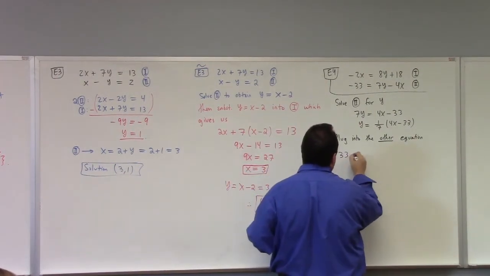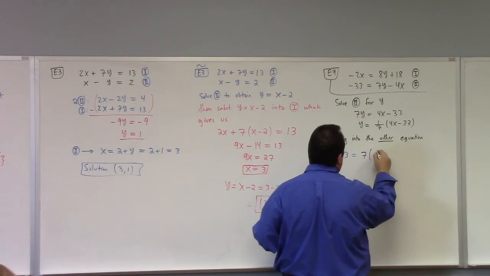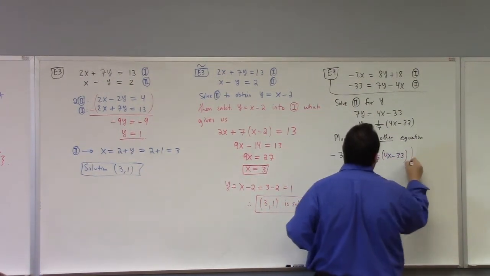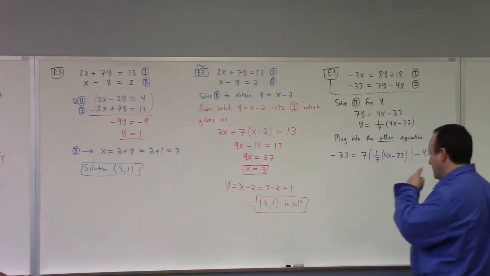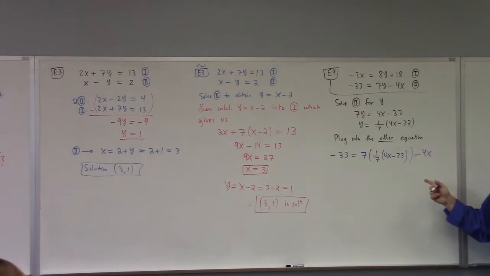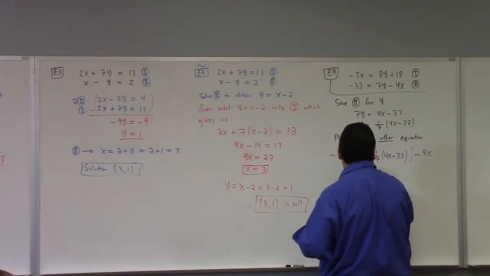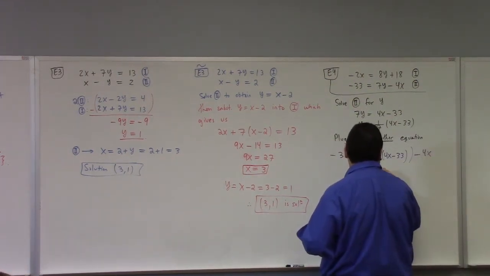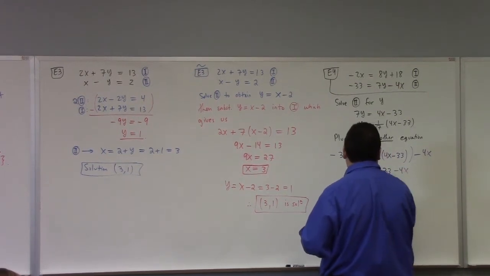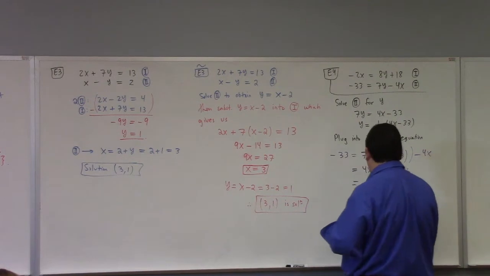Minus 33 is equal to 7 times 1/7 of (4x minus 33) minus 4x. What happens? The 1/7 and the 7 cancel, right? You get 4x minus 33 minus 4x, which is equal to minus 33.